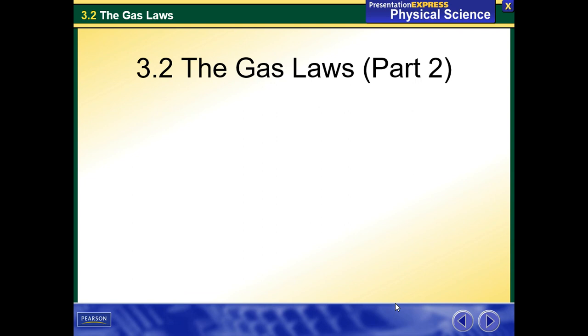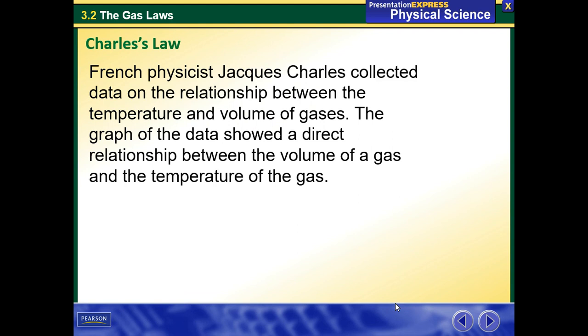This is going to be part 2 of our gas laws. A French physicist, Jacques Charles, collected data on the relationship between temperature and volume of gases. Because instead of relating temperature and volume to pressure, we wanted to see how temperature and volume affect one another. He put this information on a graph, and it showed a direct relationship between the volume of a gas and the temperature of a gas. So what that means is as the temperature went up, the volume also increased. And remember, this again is a direct relationship.